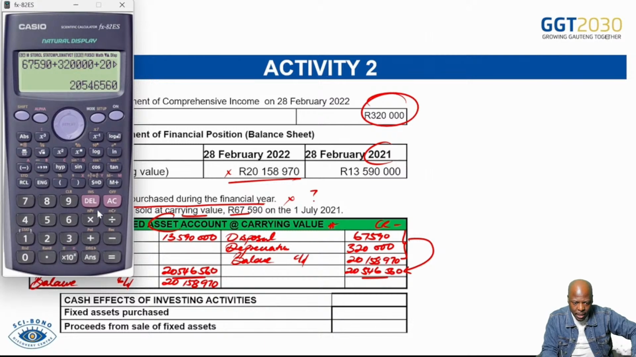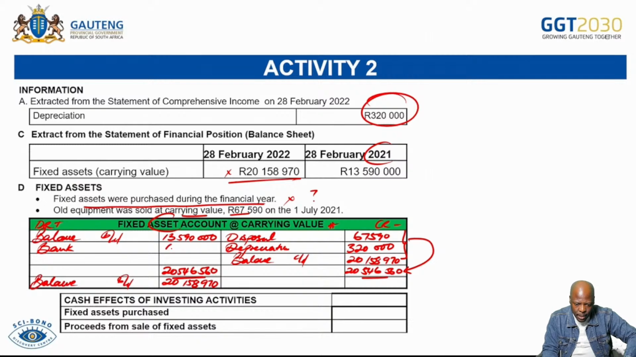All right. And then I subtract that 13 million. Then I subtract 13 million at the beginning, minus 13,590,000. And that is going to give me 6,956,560. So I'll come here, then I'll say my fixed assets purchased, that is my bank, that is my 6,956,560. I know that must be in brackets already.